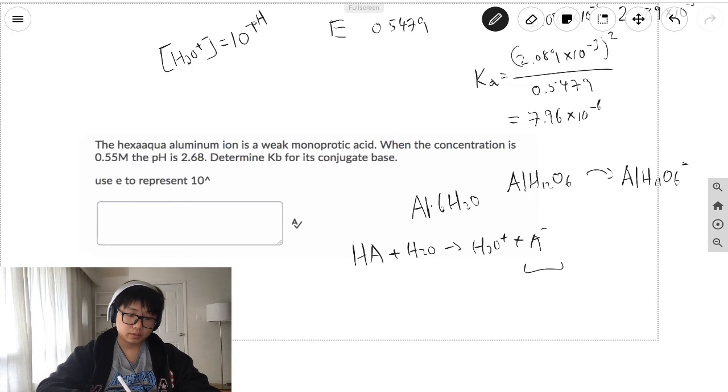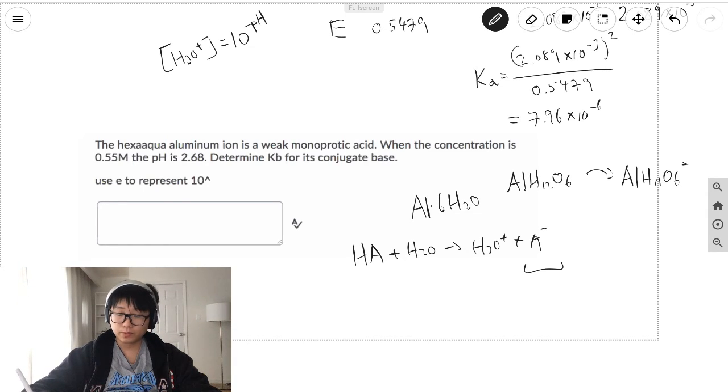Okay, so for the conjugate base of an acid, the relationship is, if they're a pairing, Ka and Kb multiply to be Kw. Remember that? So if we know the Ka, which we actually solved from the last problem, 7.96 times 10 to the negative 6, we can just do Kb as 10 to the negative 14 divided by 7.96 times 10 to the negative 6.